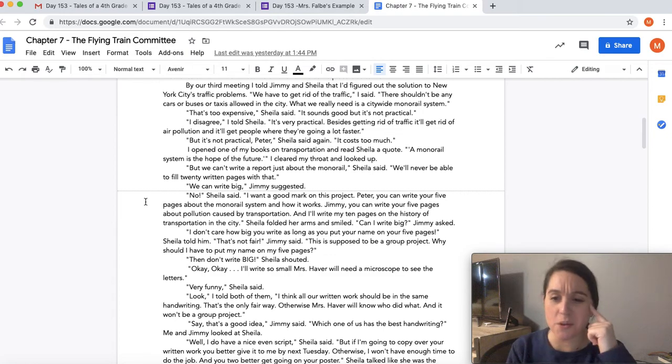So right there, they give you a problem and a solution. Problem is the traffic, solution is monorail system. That's not one of the examples that we're looking at today, but I just thought I would give it to you.